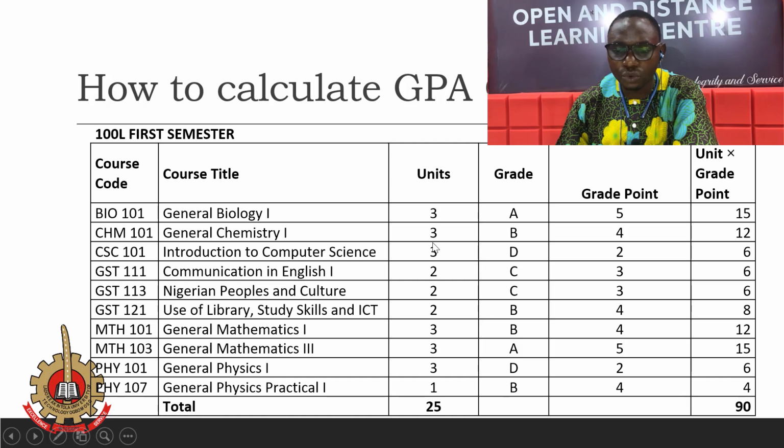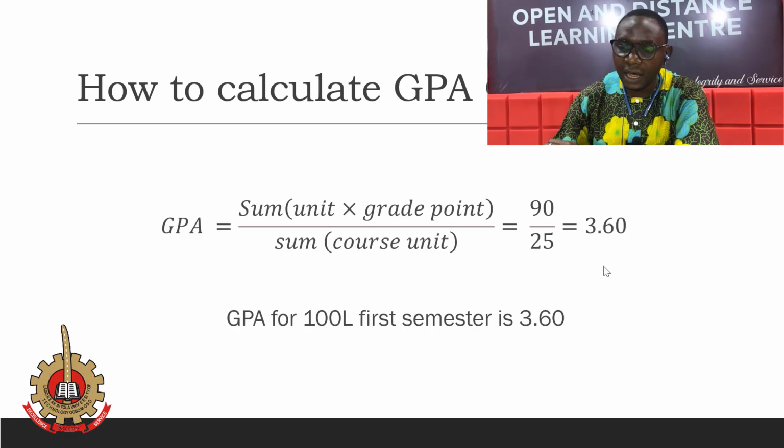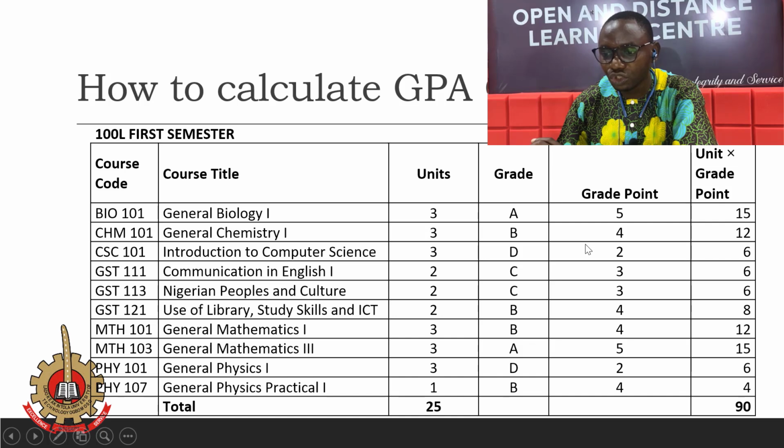Chemistry 101 is a 3-unit course. If you multiply 3 by 4, you have 12. So you are going to do this for all the courses. After you have done that, you must know the total summation of all these multiplications that you have done. You will add 15 plus 12 plus 6 plus 6 plus 6 plus 8 plus 12. When you add all, you are going to have 90, just like this.